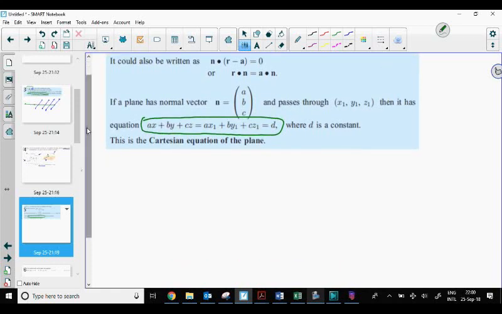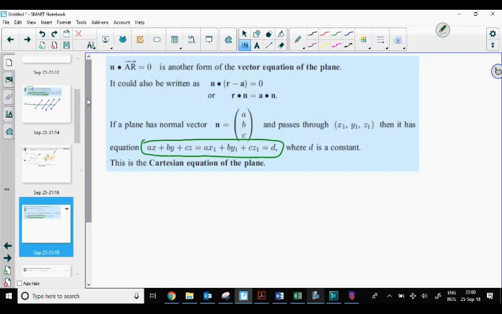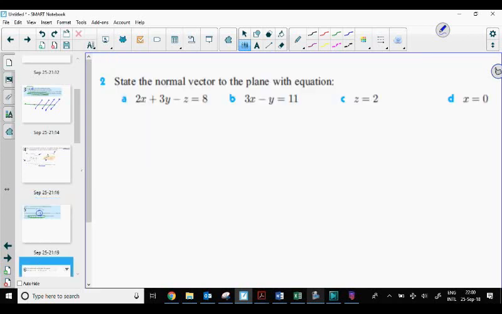Before we move on, I really want to point out the important connection here from this equation to the fact that the normal vector is a, b, c, and a, b, and c are really crucial to forming the Cartesian equation of a plane. Knowing that makes the next few questions very easy. State the normal vector to each of these planes.